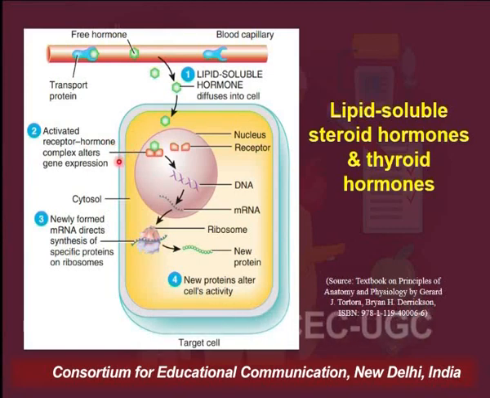Now I hope you remember that there was a DNA binding domain within the nuclear receptors. So this DNA binding domain will now interact with the DNA, at a specific sequence called the hormone response element. And now upon binding with the DNA, there will be transcription followed by translation and production of the new proteins. So in this way, in general, the lipid soluble steroid hormones or thyroid hormones work.